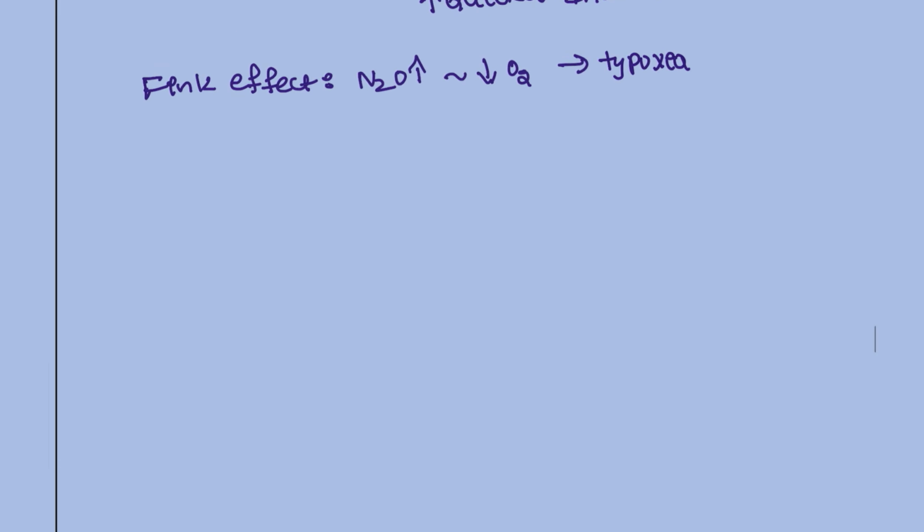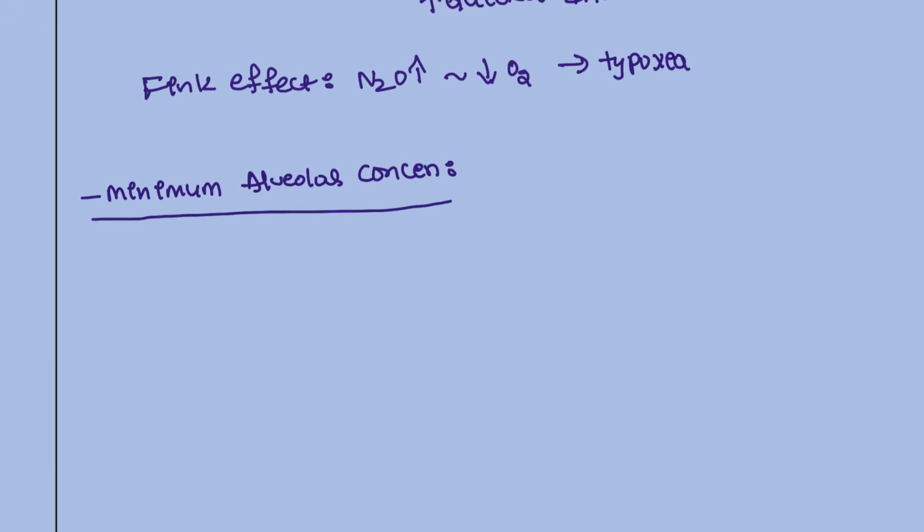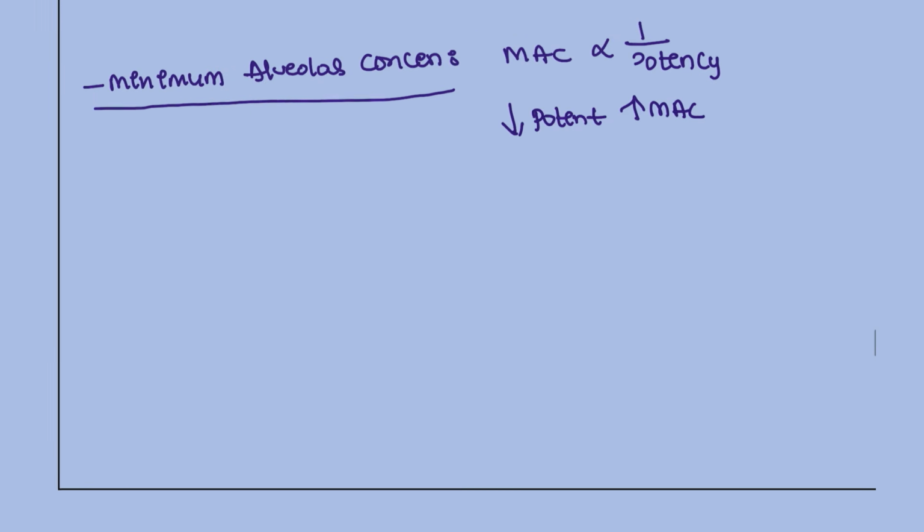Next, we also have the minimum alveolar concentration. What do we mean by the minimum alveolar concentration? It is the minimum amount of the agent that has to be given to stimulate the patients, right? This is known as MAC, and it is inversely proportional to the potency of the drug. So the less potent drug will have a high MAC, and vice versa. A highly potent drug will have the minimum MAC.